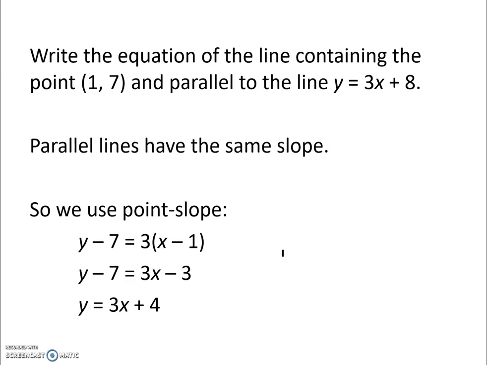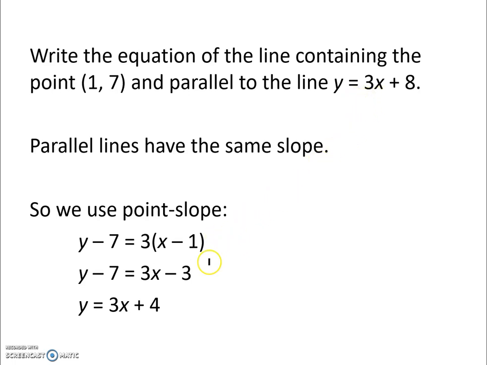Continuing to write our equations of lines, we're asked to write the equation of a line containing the point (1, 7) and parallel to the line y equals 3x plus 8. Well, parallel lines have the same slope, which means our slope is 3.